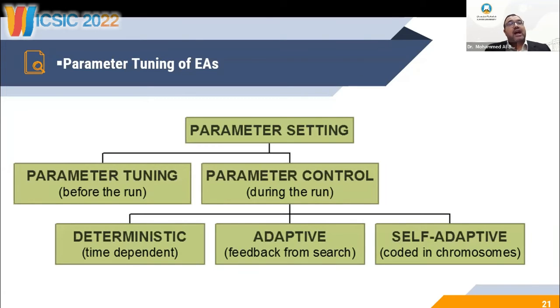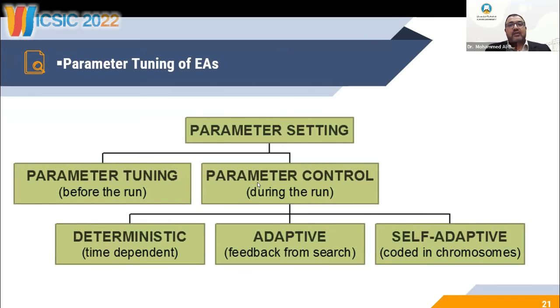So we have to have proper values for these parameters at the beginning of the search to guarantee an optimal solution. Here, a very famous piece of research in 1999 by Eiben established and distinguished the work done on parameter setting of evolutionary algorithms into parameter tuning, where the values for each parameter of the evolutionary algorithm should be set before the run of the algorithm, and we have different strategies here.